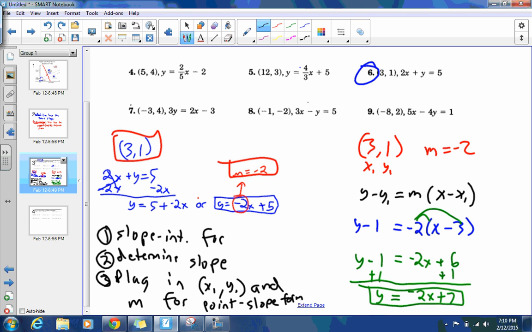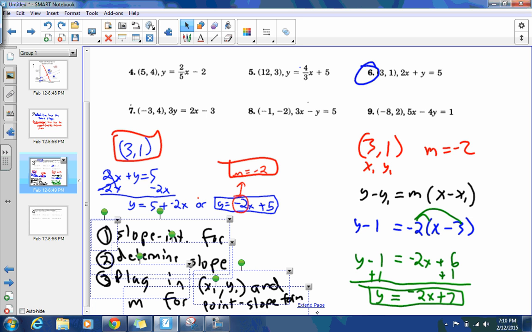Now, what I'm going to look at is the second thing. Now that we've gotten it down for parallel lines, you also need to be able to do it for perpendicular lines. So I'm going to copy this here.